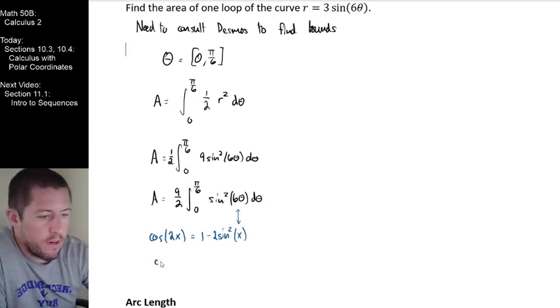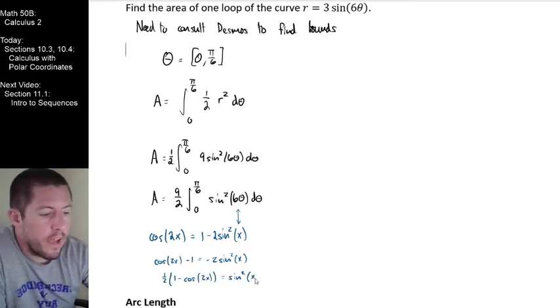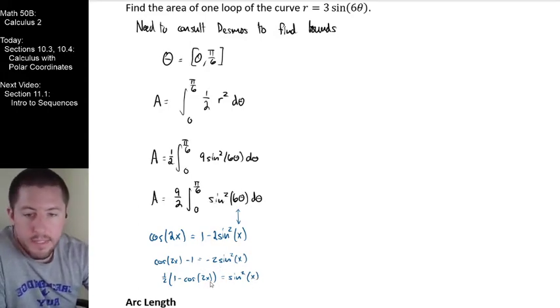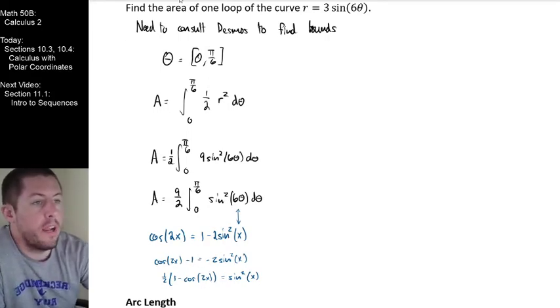Let's go ahead and solve here. This should be cosine of 2x minus 1 equals negative 2 sine squared x. And I'm going to divide everything by negative 2, so I'm going to get 1/2 times 1 minus cosine 2x equals sine squared of x. So we've got sine squared of 6 theta. So 6 theta is equal to x. 2 times 6 theta will be 12 theta, and this is our new replaced quantity right here.